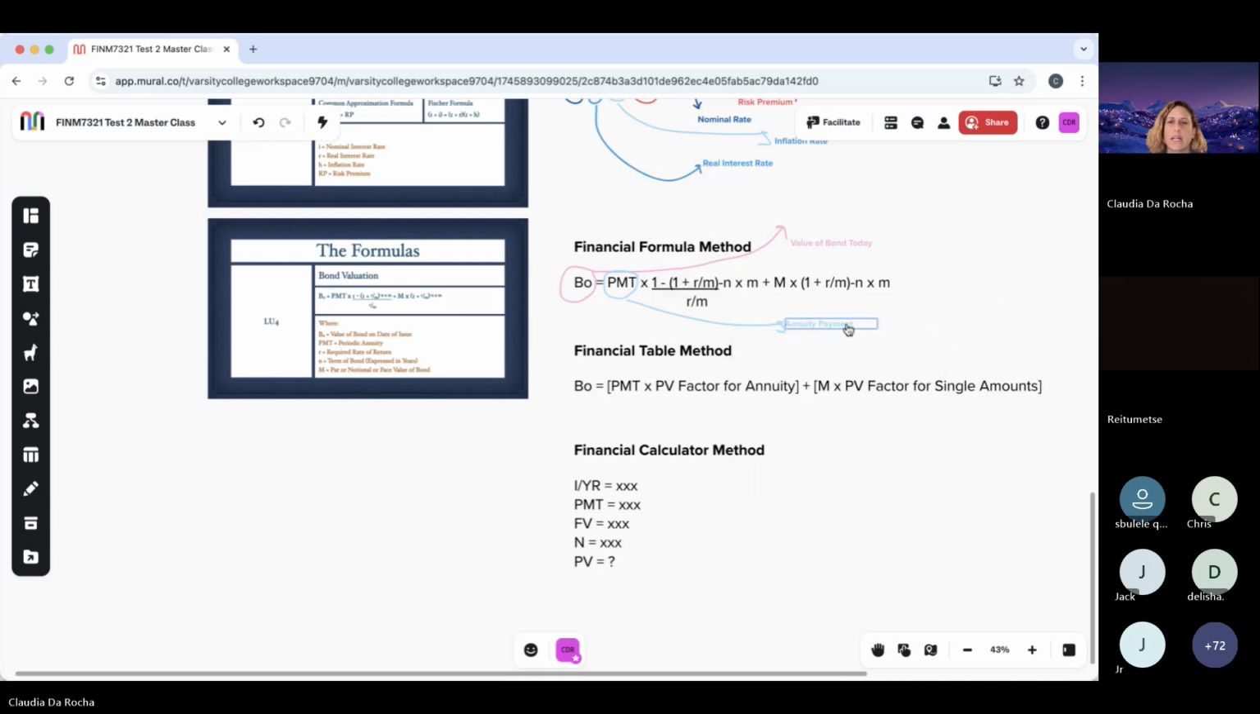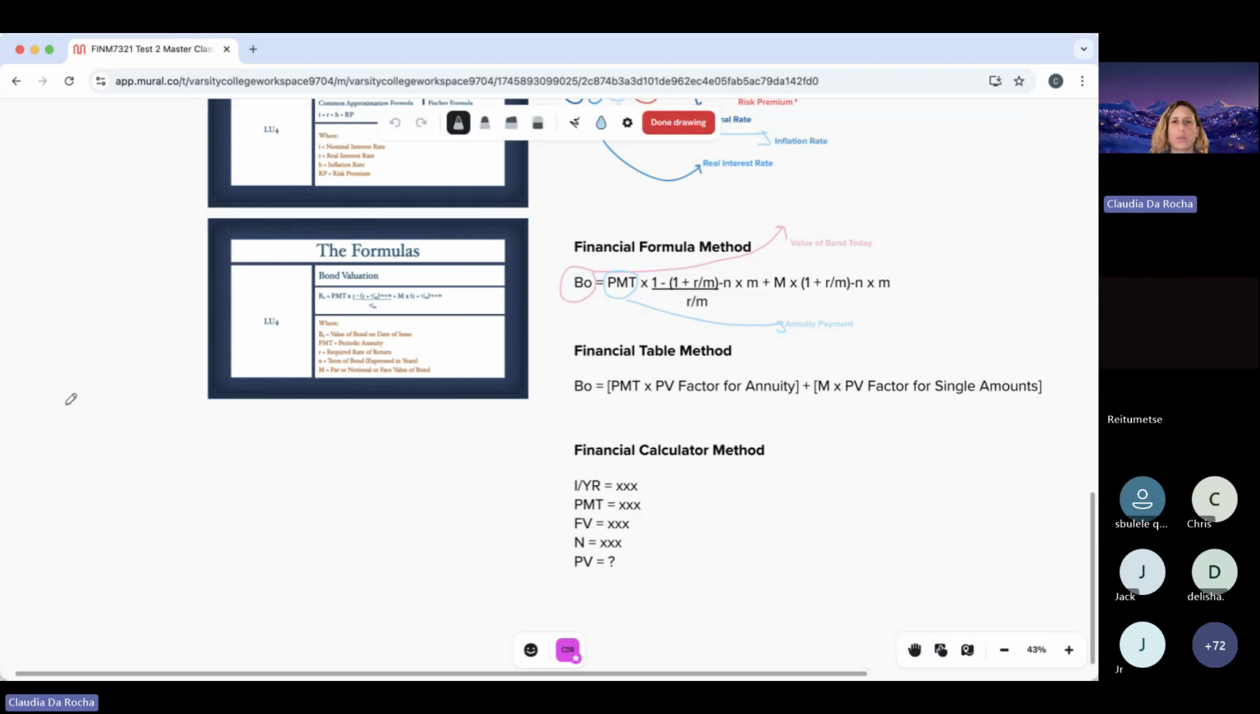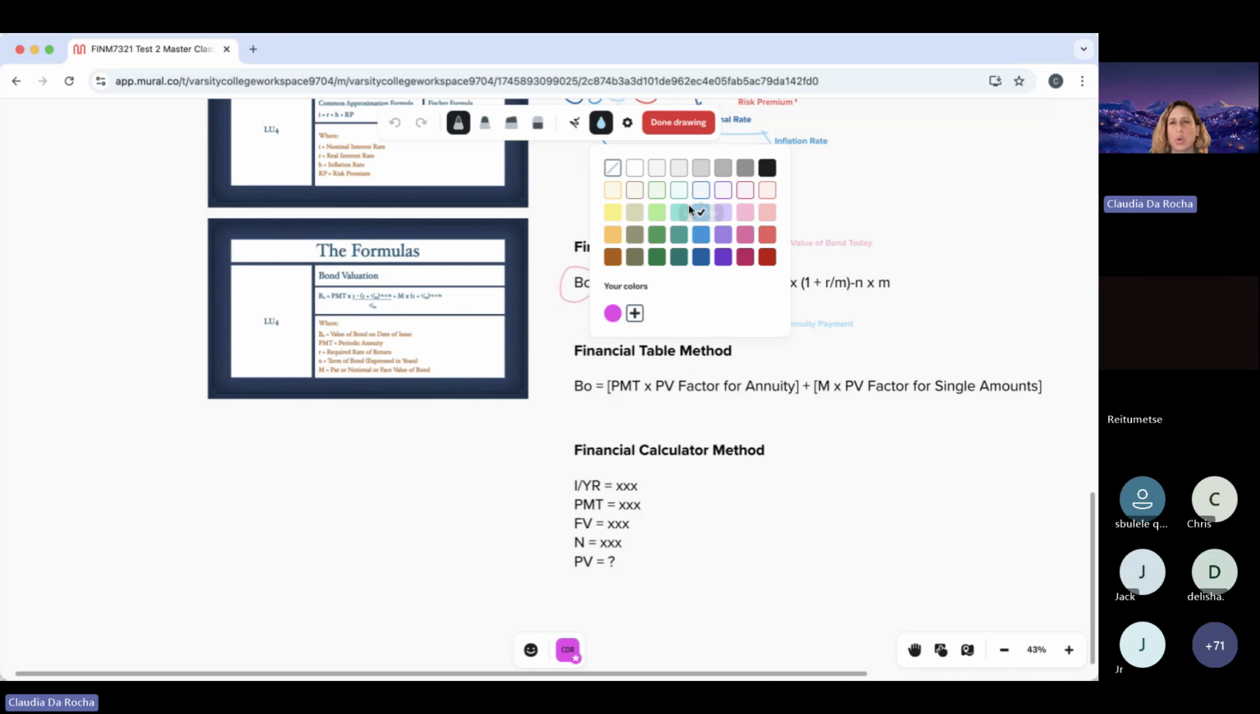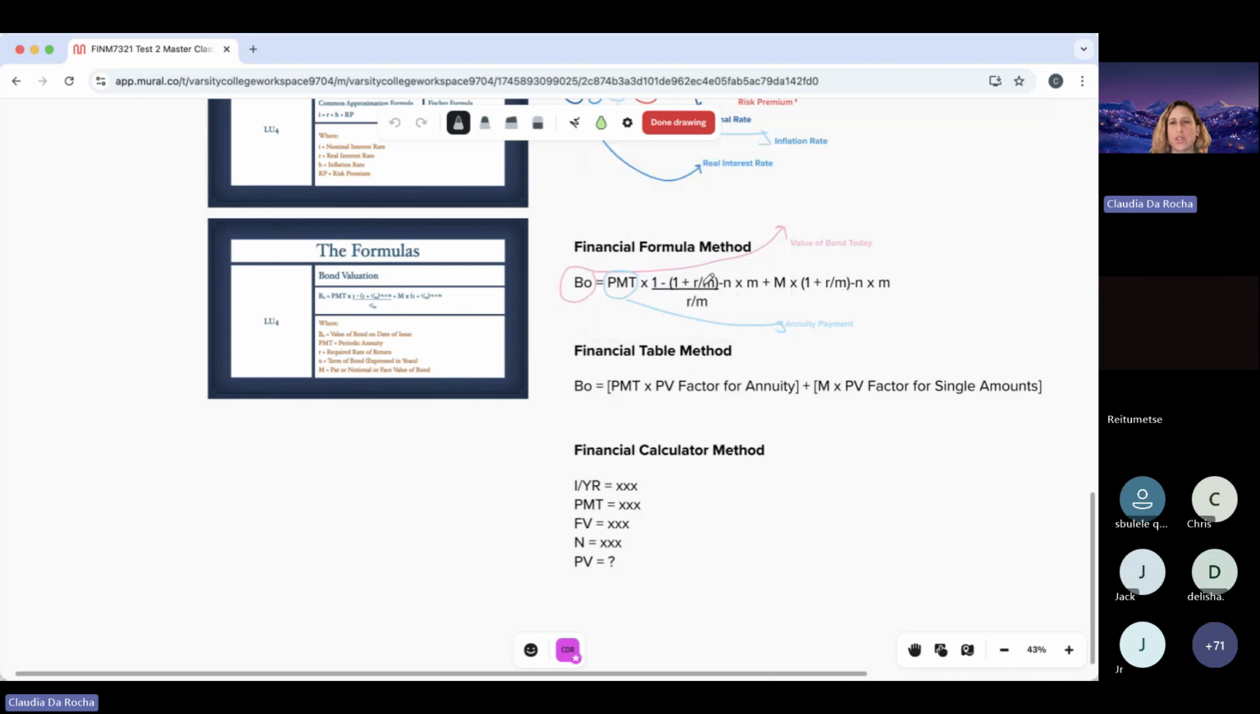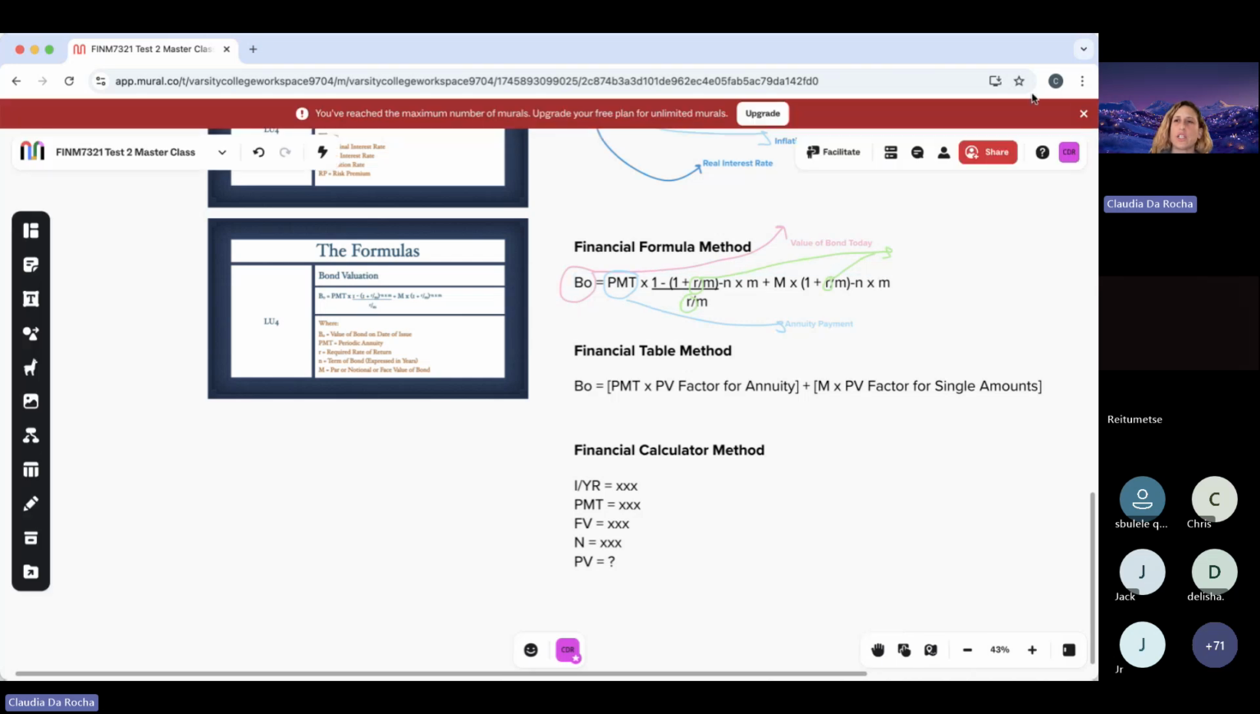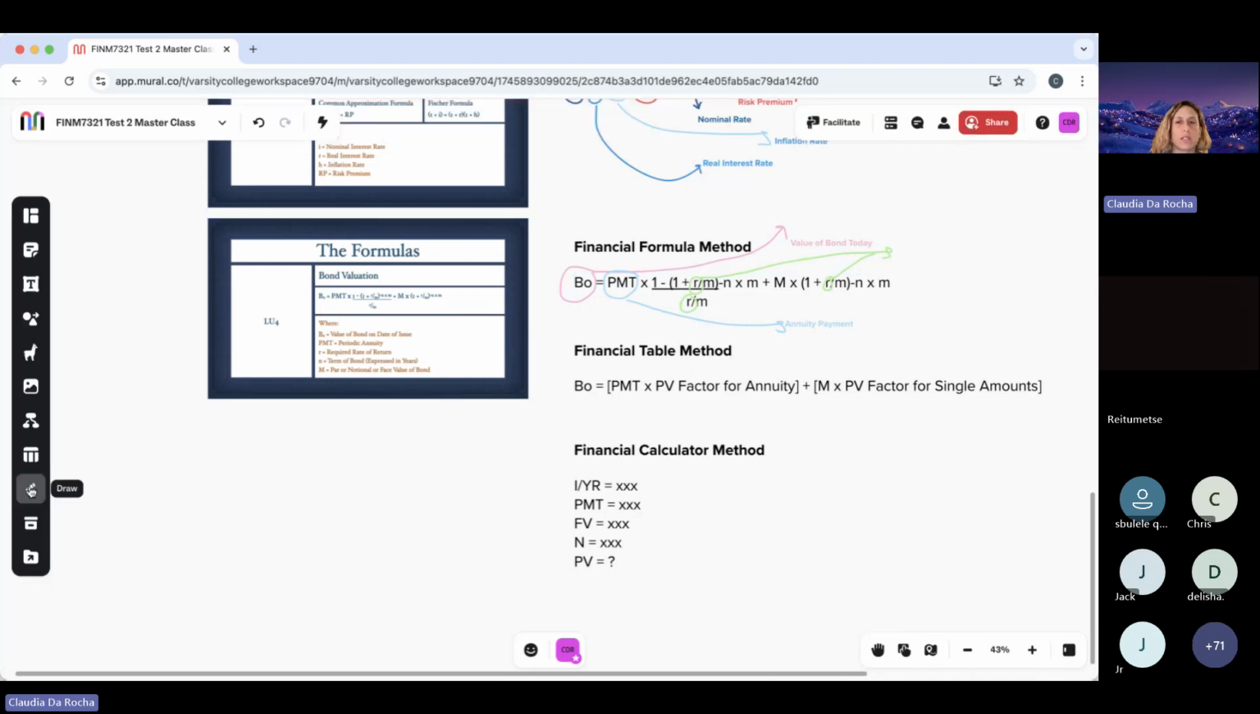Okay. We then have our R, which is our required rate of return. With bonds, they tend to use yield to maturity. So if you see yield to maturity, that's another word for the interest rate on a bond. So please don't get confused. If you see required rate of return and yield to maturity, you need to use your yield to maturity. That's what you need to use.